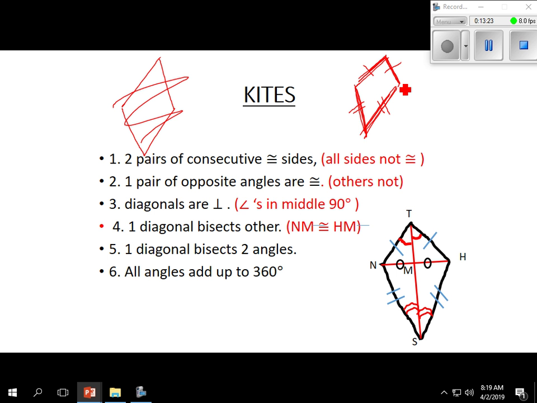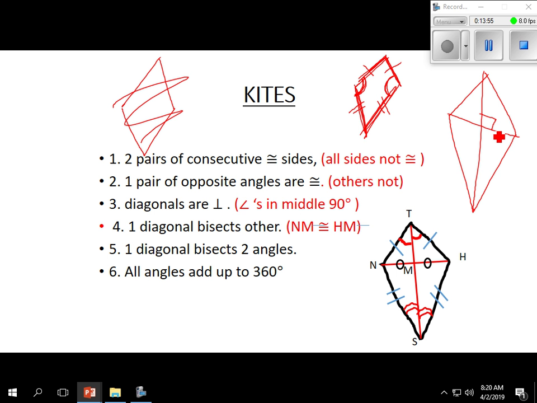A pair of opposite angles are congruent. In a kite, the pair of opposite angles that are going to be congruent are always going to be, this one is congruent to that one. It's going to be where you could separate the two pairs of congruent sides. The diagonals form right angles, so anytime you have a kite, if I draw in the diagonals, if I could draw a good kite, those angles in the middle there are always going to be right angles.